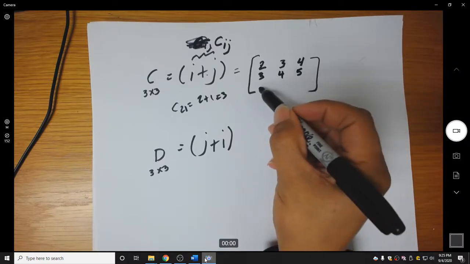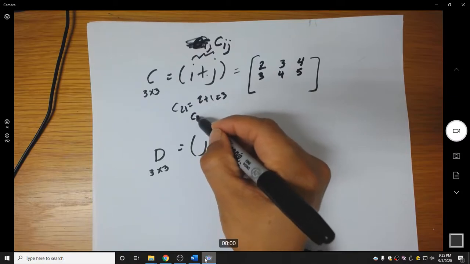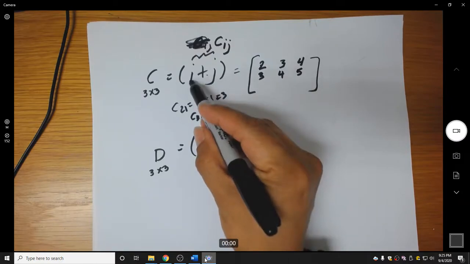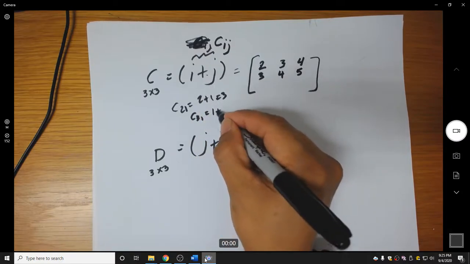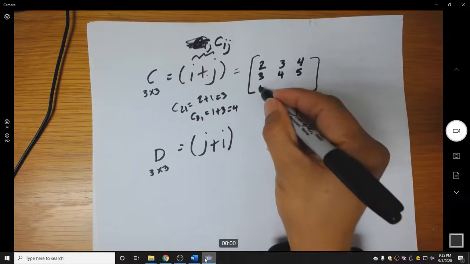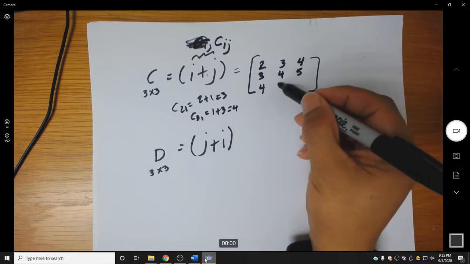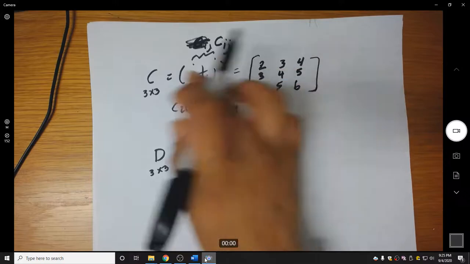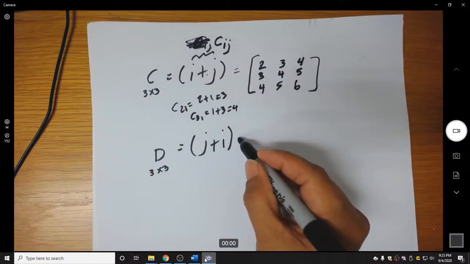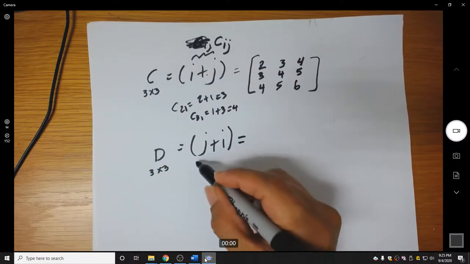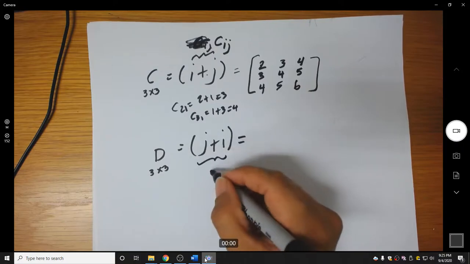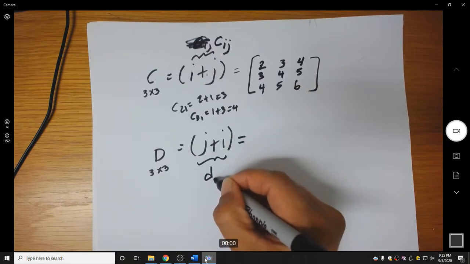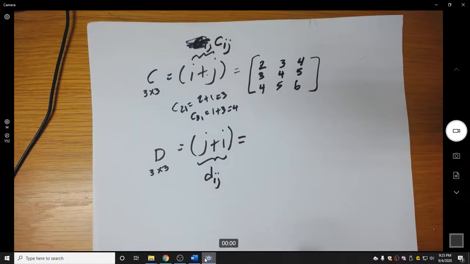Okay, finally, C31. Let's see what C31 is. The formula says that's 3 plus 1, which is 4. So this will be 4. Then this will be C32, which is 3 plus 2, which is 5, and C33, which is 3 plus 3, which is 6. Okay, so there's your matrix C. Now, let's compute our matrix D. These are entry-wise. I'm going to call these entries Dij, lowercase.